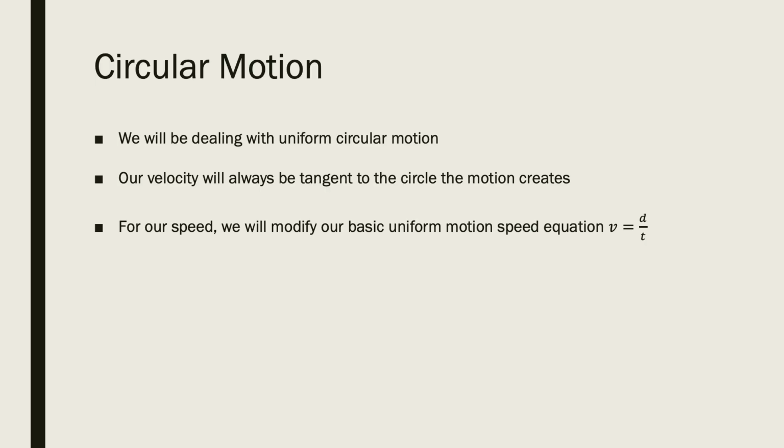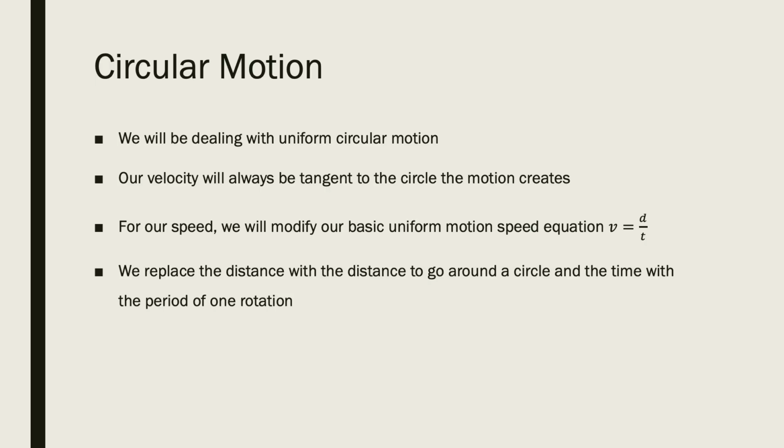Now, for our speed, or the magnitude of the velocity, we'll modify our basic uniform motion speed equation, where our speed was distance traveled divided by time. For this, we are going to replace our distance with the distance to go around a circle, and our time with the period to travel the circle one time. So essentially our distance gets replaced with 2 pi r, and our time gets replaced with our period. So our speed is equal to 2 pi r divided by our period.